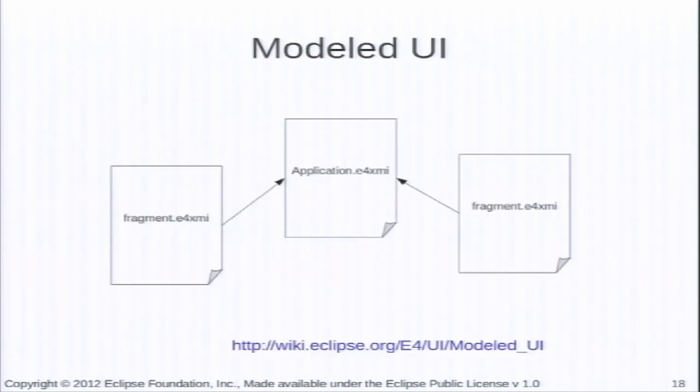The modeled UI is based on the Eclipse Modeling Framework, EMF. We have these wonderful XMI files, which are files that you can force someone to read if you really hate them. So the center point is this application.e4xmi file, and I'll show you a hint of what this looks like. I won't show you the XMI because that's just cruel. But it describes the structure of your application. And you have the ability to add fragments to that. So you can say, I've got this core bit of my application, it has these views or these parts, and then add other views and parts and menus and other types of contributions into that core bit of application.